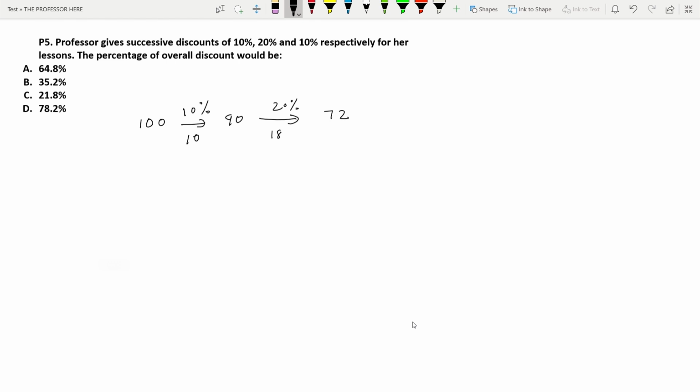Again, there is a discount of 10%. 10% of 72 is 7.2. So you reduce it again, and you will get 64.8. So the initial price of the lessons was 100 and after all the successive discounts, it became 64.8. So there is an overall discount of 100 minus 64.8, which is 35.2. Option B, 35.2%, is the answer.